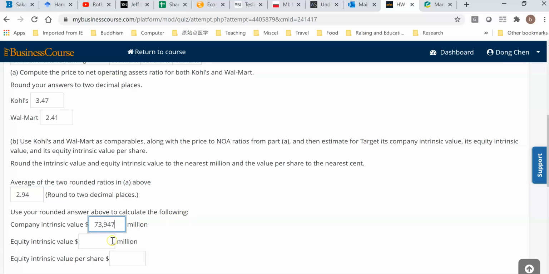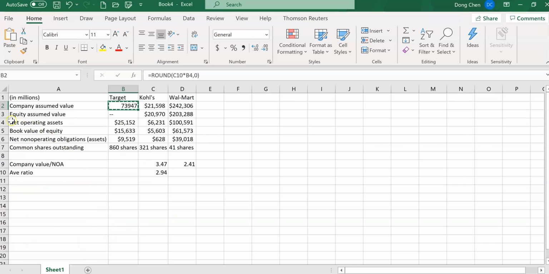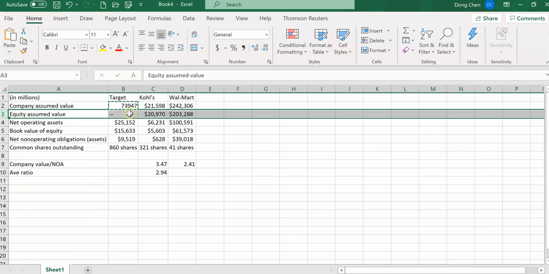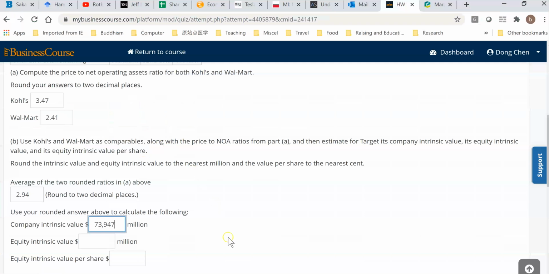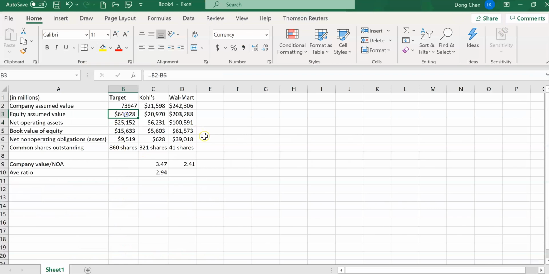And then the equity intrinsic value, as I said, company intrinsic value is simply equity intrinsic value plus the NNO. So to figure out equity intrinsic value, I just need to use the company intrinsic value and then subtract the NNO, the net operating obligations of our firm. So that's basically the equity intrinsic value. And then copy that number back.